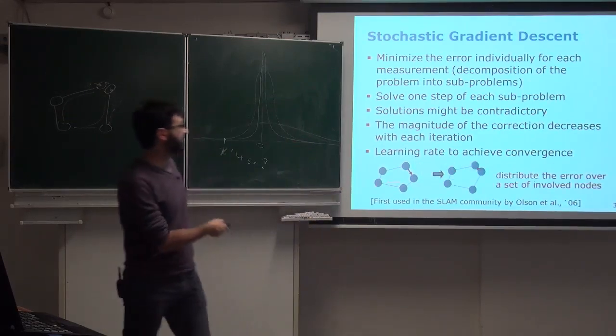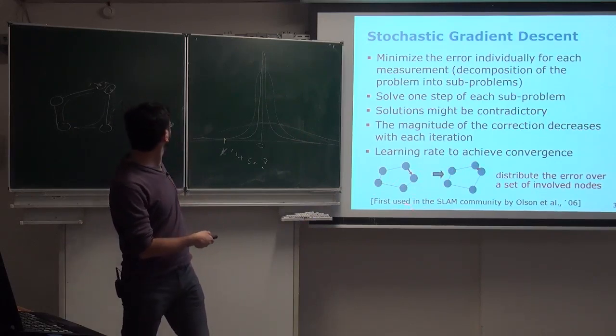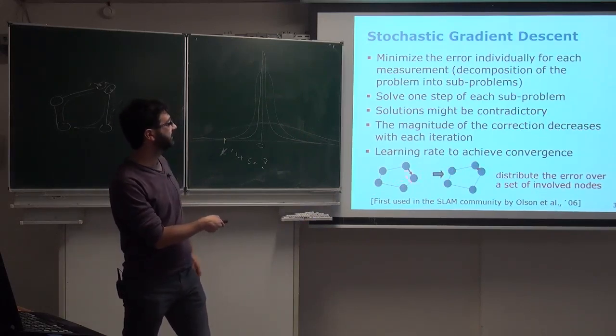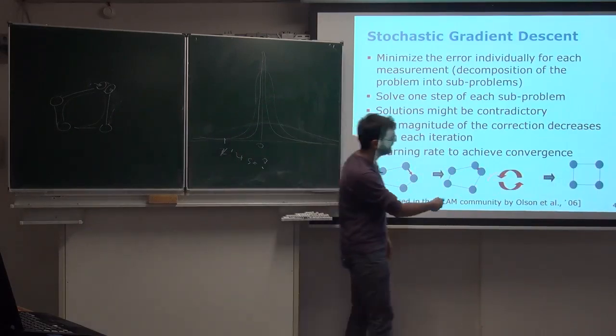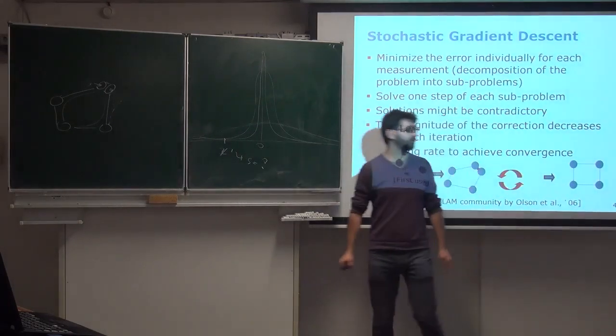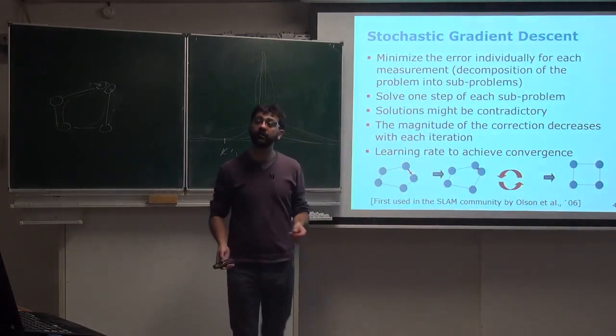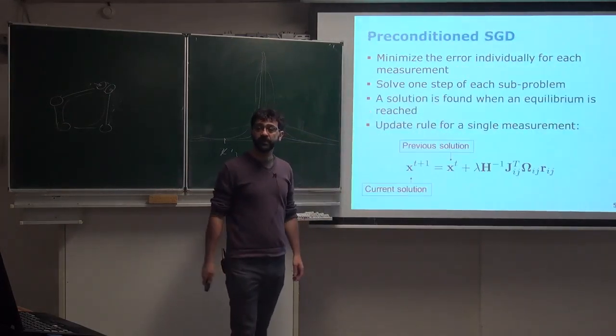And the idea here in picture, as I've shown before, is like you take this measurement, you compute the error, you distribute it, you iterate everything, and at the end, hopefully, you get the correct solution for your graph.